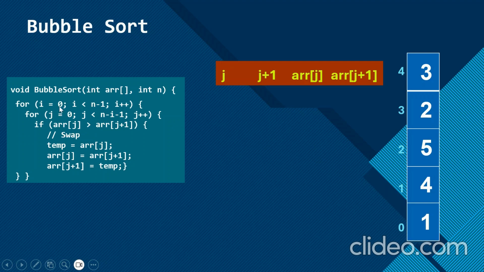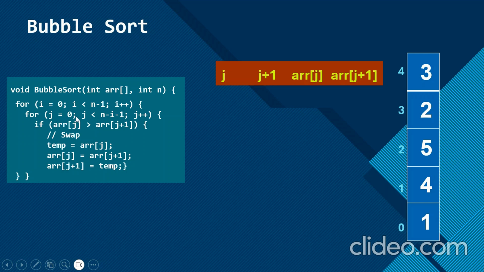We are starting the i loop from 0 and going up to 3. What is n minus 1? n is the total number of elements, which is 5. 5 minus 1 is 4. i less than 4 means up to 3. Why is this i less than n minus 1? That we have already seen in case of selection sort, so no need to discuss it again. The logic would be the same, but there is a change in case of the j loop.